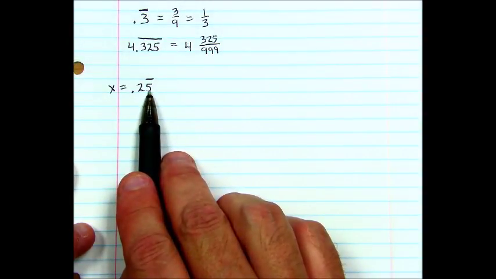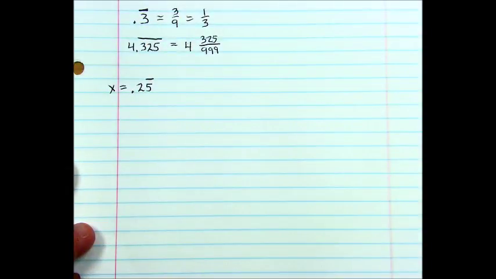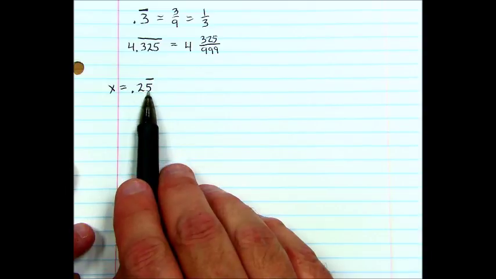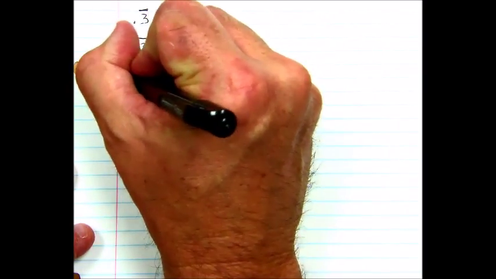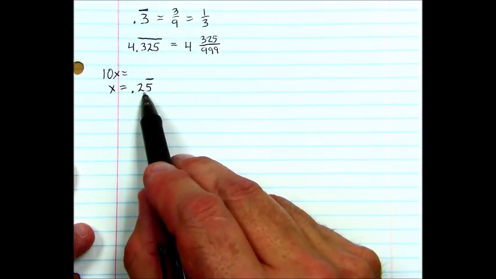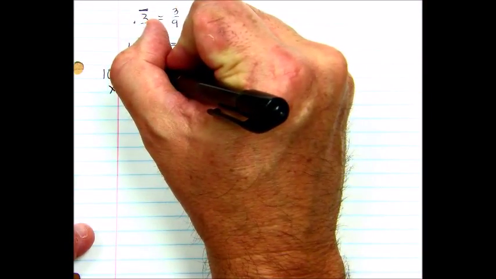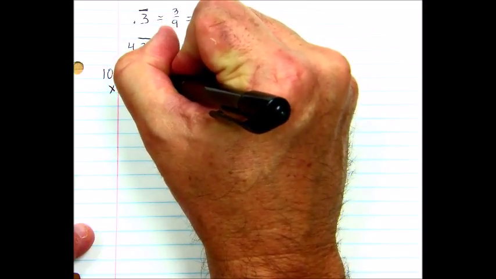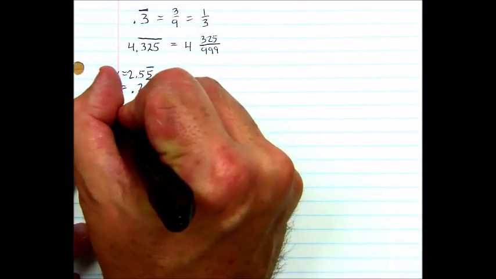I have one position, so I multiply both sides by 10. If it's two positions, I'd multiply by 100. Three positions, I multiply by 1,000. One position, so I multiply both sides by 10. I put it above it. If I multiply this by 10, it moves the decimal place 1 over. So this becomes 2.555, repeating. Line my decimals up, and then I subtract.